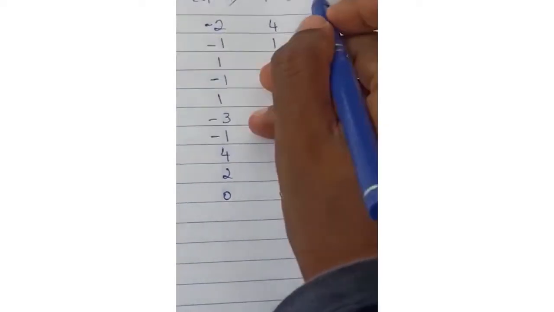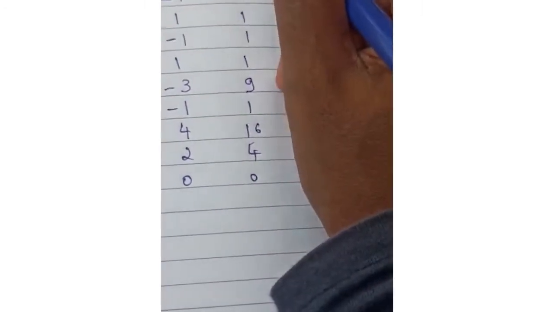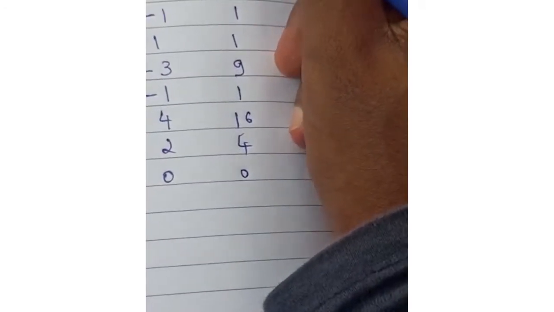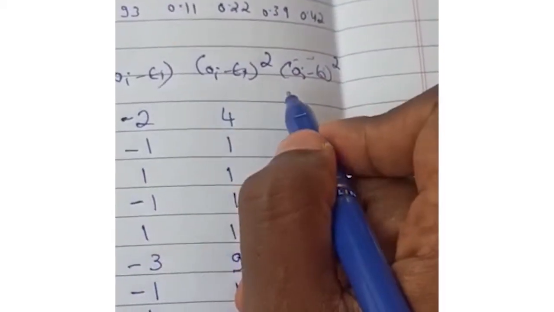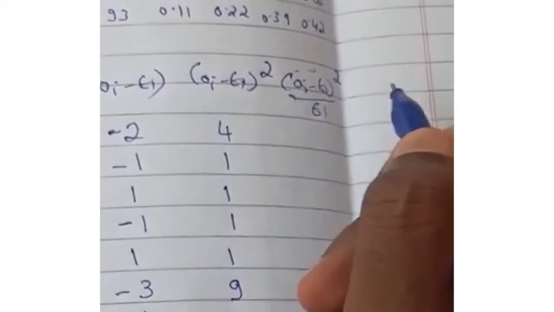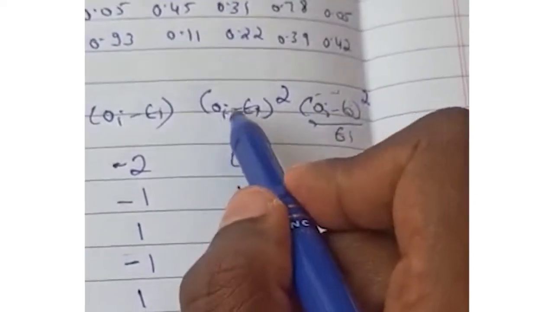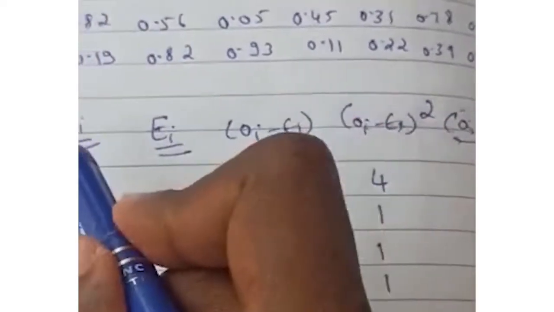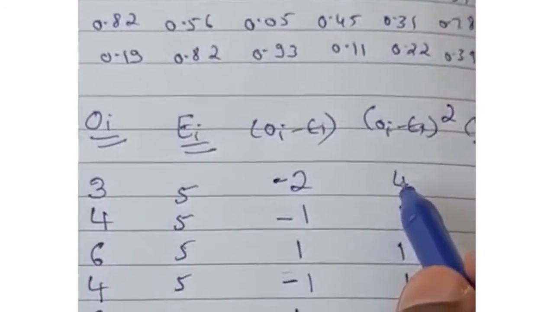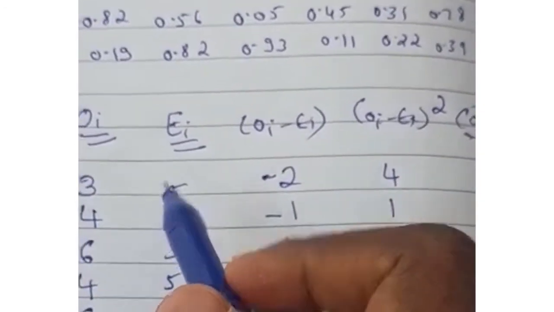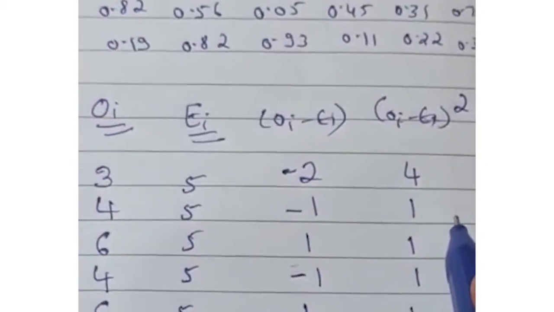Now this is the main formula here, chi naught square. To find chi naught square, the formula is OI minus EI whole square, this particular column, that has to be divided by EI. So OI minus EI whole square divided by EI, that is 4 by 5. 4 by 5 is how much? 0.8. Similarly, 1 divided by 5, 0.2.